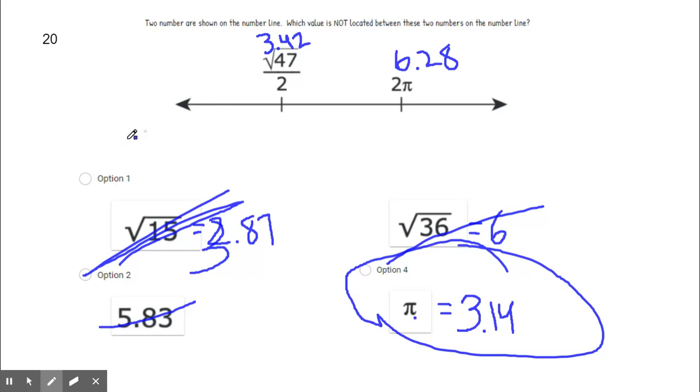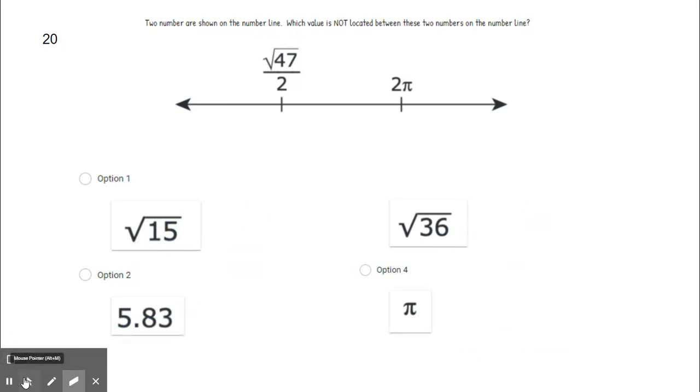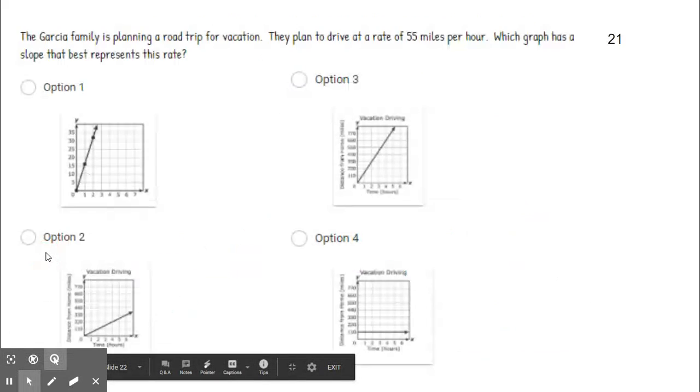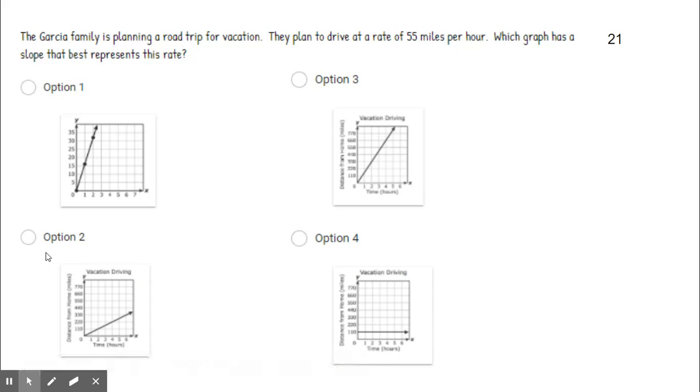All right. I know I said 20 questions, but when I did the review with the 8th graders the other day, I realized there were 21 questions on here. So there's one more question. The Garcia family is planning a road trip for vacation. They plan to drive at a rate of 55 miles per hour. Which graph has the slope that best represents this rate?